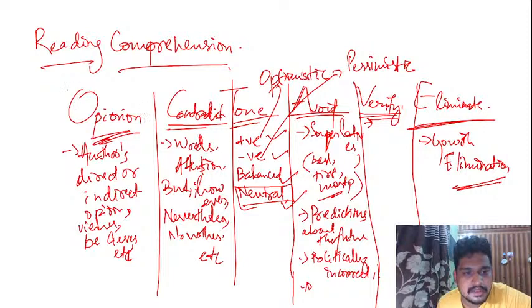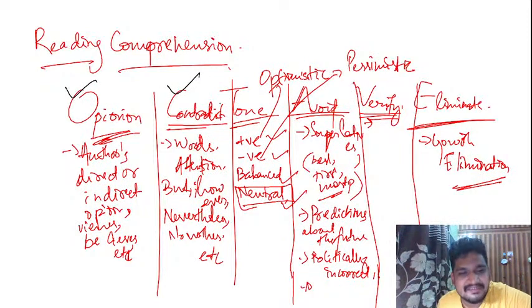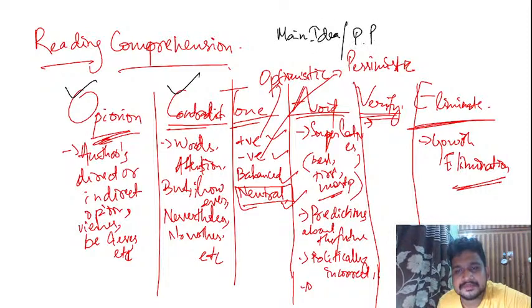So, we discussed the opinion of a passage, key contradiction, location. Anyways, you want to find the main idea or the primary purpose.